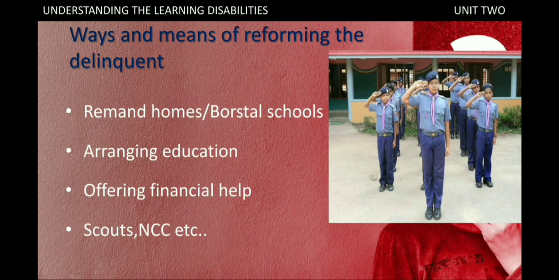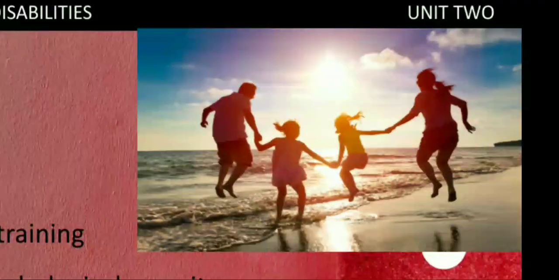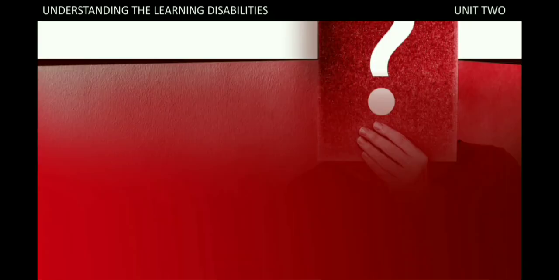Other than sending them to jails, we can send them to hostels and schools. We can arrange proper education for them, arrange financial help for them, and make them join scouts and NCC kinds of activities. And of course religious and spiritual training will be very much needed for this kind of people, and faith in God will give some psychological security to them. Promotion of a healthy lifestyle is also one of the important things that we can do to reform these delinquent kids.